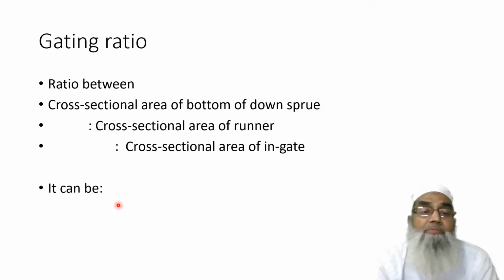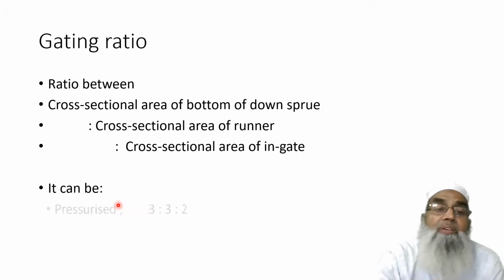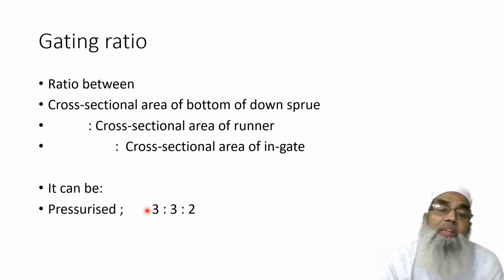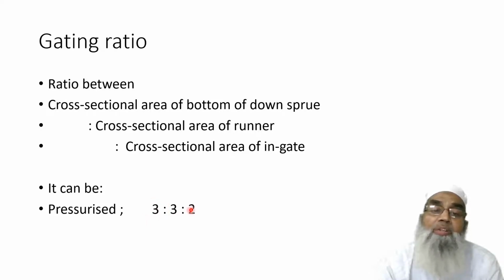Now, this gating ratio can be a pressurized one when the cross-sectional area of the bottom of the down sprue is more than the cross-sectional area of the ingate. Then the velocity in the ingate will increase, and due to this we call it a pressurized one, and that can be used for low density material so that it can fill each and every corner.